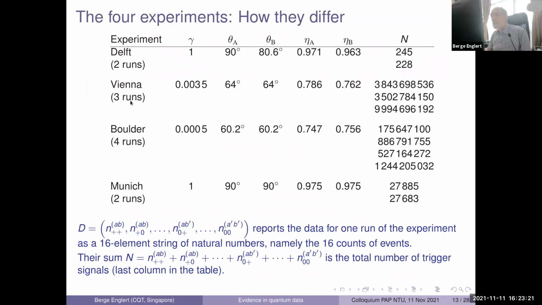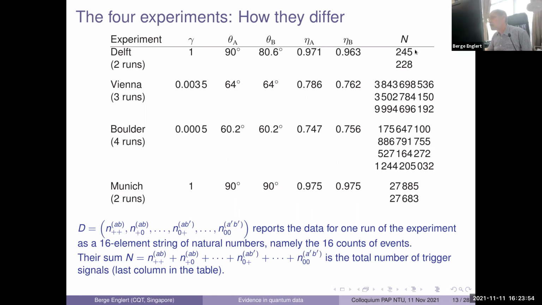So now let's look at these different experiments. In the Delft experiment and in the Munich experiment, you had event-ready kind of doing it. So the gamma is 1. You only take data when you know you have a pair. And the angles between the settings is very large, 90 degrees, 80 degrees for Delft, 90 degrees, 90 degrees in Munich. The detection efficiency is also very, very large because you're working with atoms in these experiments.